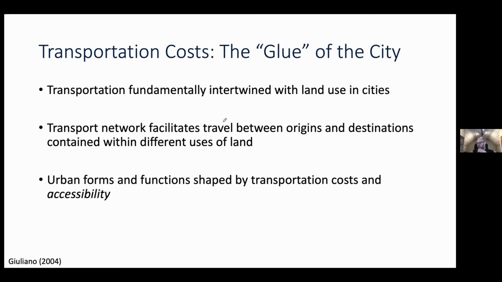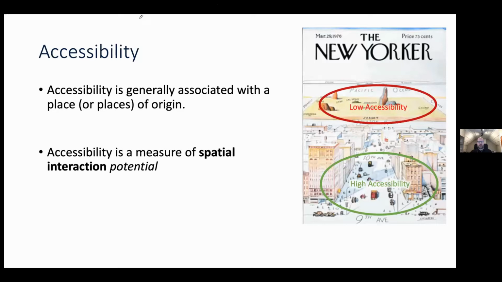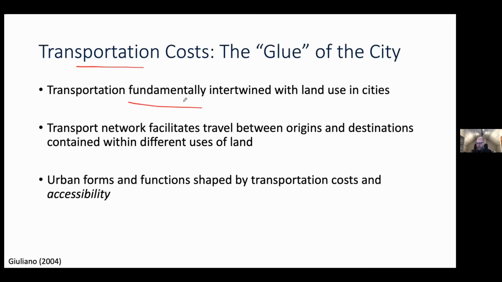But to go in a little bit more detail to further set the stage, a lot of the discussion has always been about transportation costs, in that they're the glue of the city. If transportation is fundamentally intertwined with land use, the characteristics of that transportation system in some ways define the land uses and the development intensity that we see within cities. So the transportation network connects the origins and destinations. It allows us to engage in activities in the land. And the urban forms and functions are shaped by those transportation costs and the accessibility.